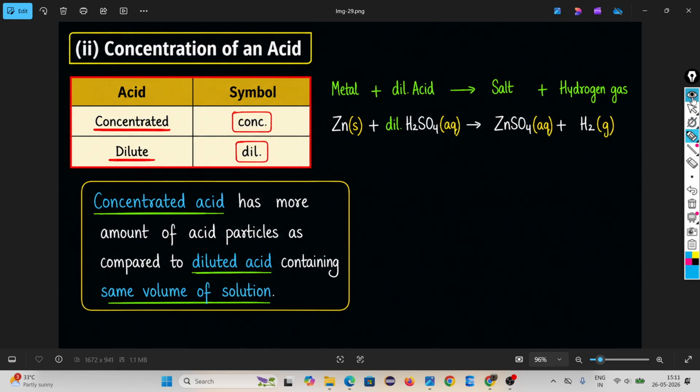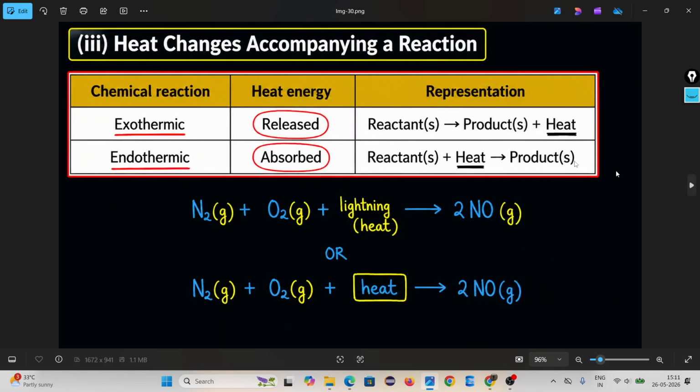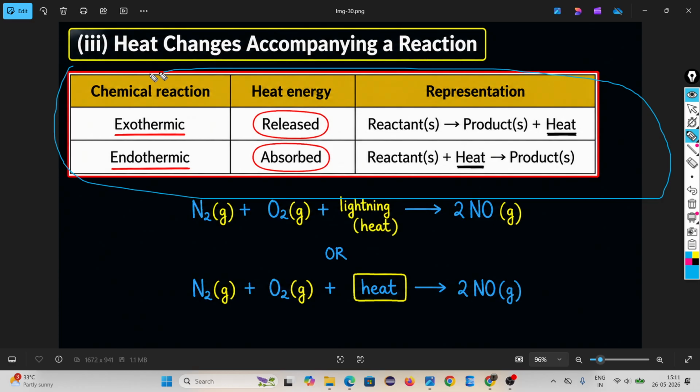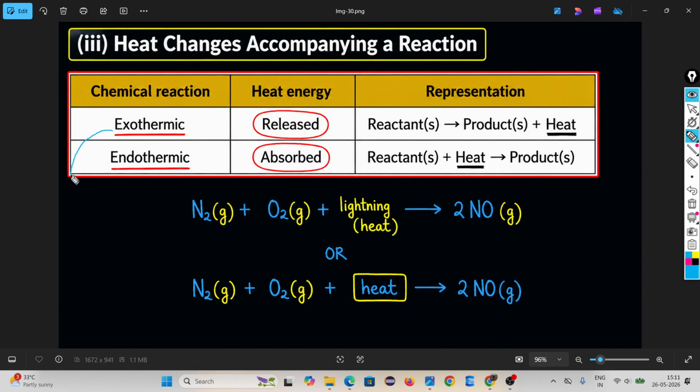Do you understand or not? Okay. Then, heat changes accompanying a reaction. When heat is changing, how do we write it? Number one, exothermic. We have two types of reaction on the basis of heat.